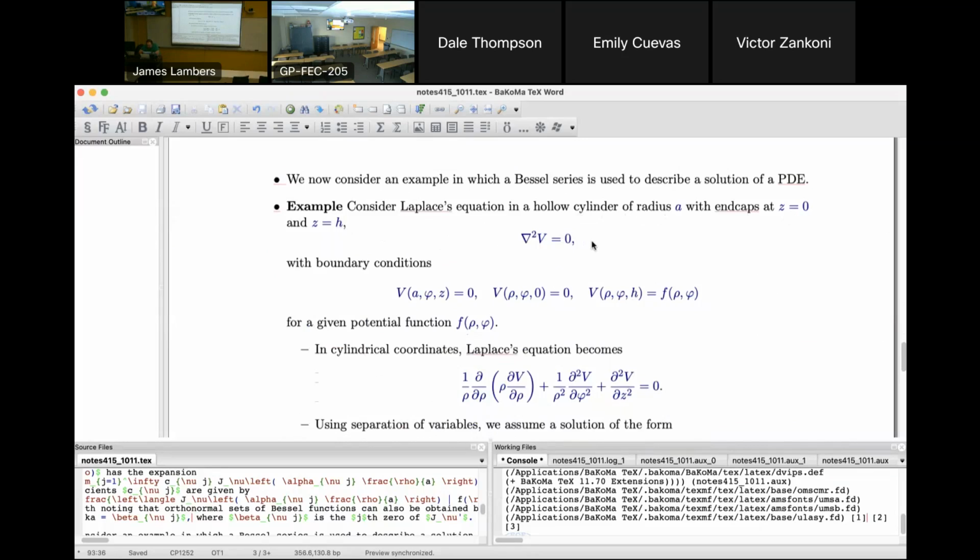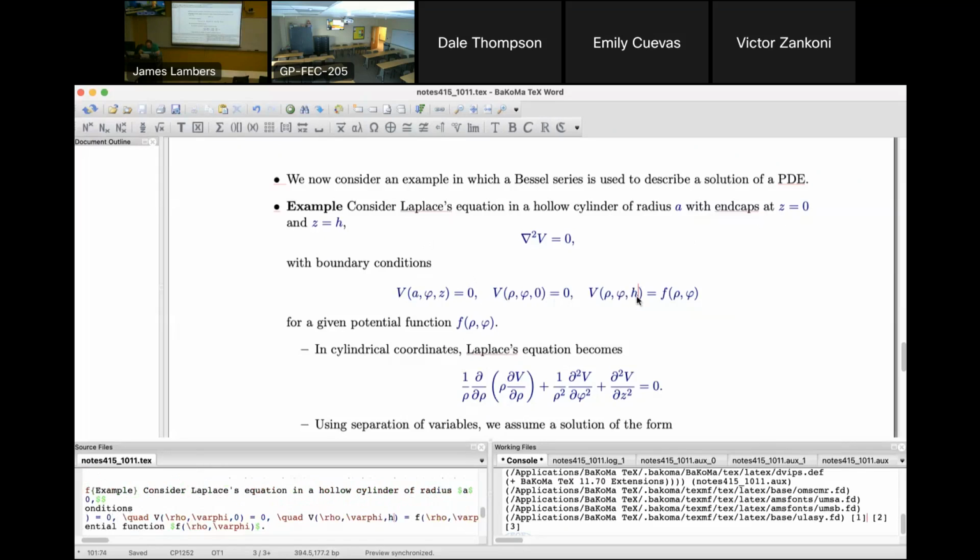Velocity is equal to 0. And we're going to impose these boundary conditions. So at the outer boundary of the cylinder, the solution will be 0. So we're using phi as the angular variable. And then at the lower end of the cylinder, which corresponds to Z equals 0, we will also require a solution of 0. But then at the top end, Z equals H, we will require that our solution is equal to some given function f of rho and phi.